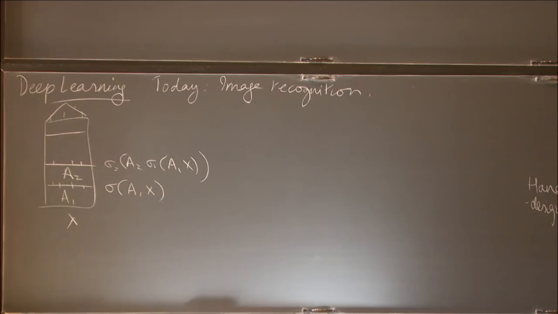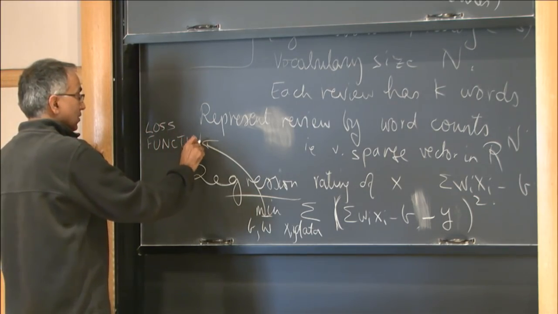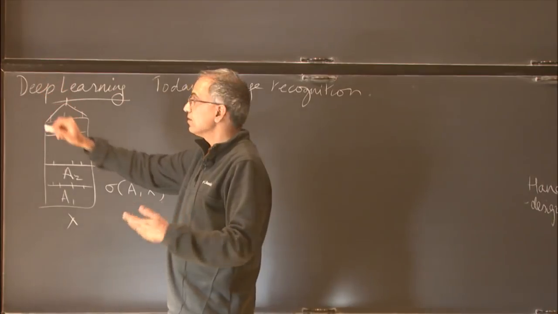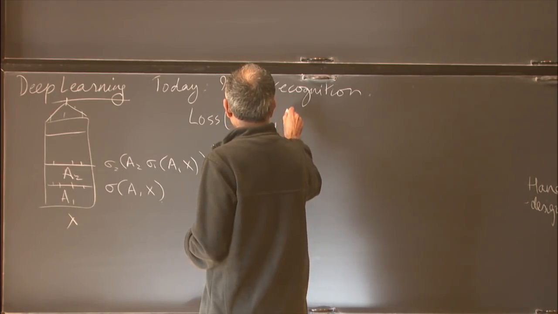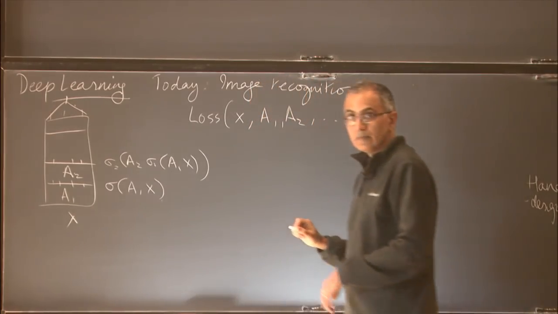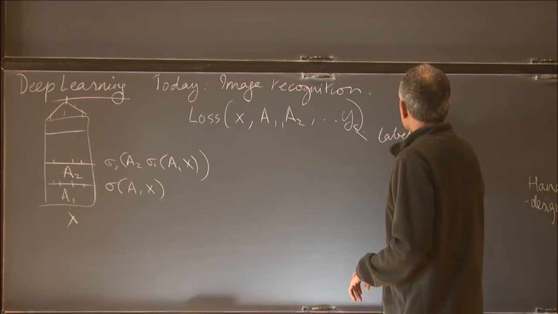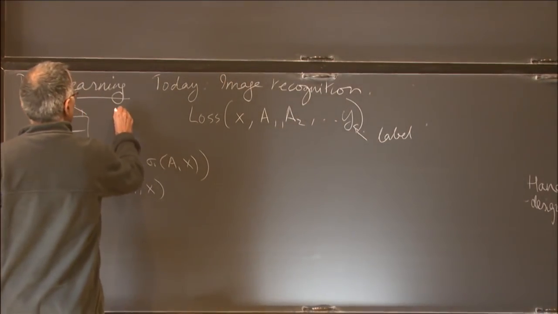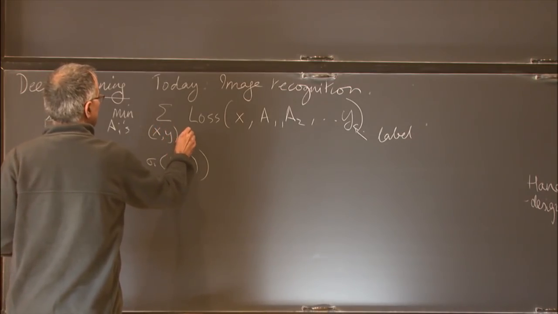And just as we had a training criterion before, this is called the loss function. I forgot to say this. Just jargon. So you have some kind of a loss function. The output has to match the label, or be as close as possible. So there's some loss function of X and these parameters A1, A2, and so on, and Y. Yes, Y is the label. And now you're just minimizing that again, min over these Ais, sum over x, y in data.